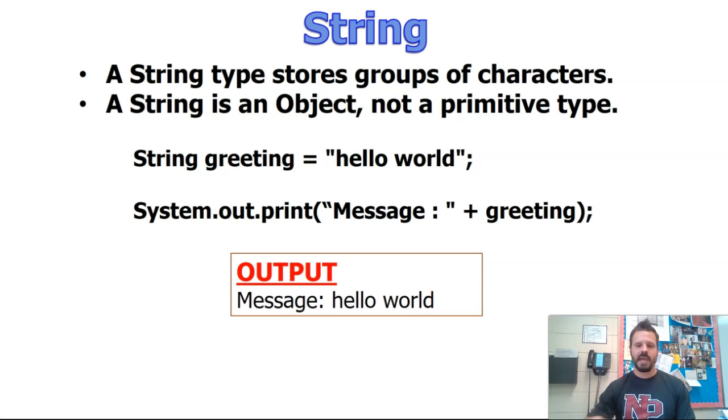But I can make a string just like I make an int or a double. I'll say String for the type, and notice this is capitalized again because strings are objects, not primitives. I'm going to call my string greeting, and we're going to assign it to hello world. And then if I print that, just like we saw a minute ago with combining strings and variables, if I print the string message plus my greeting, I'll get message, the string literal, concatenated with the greeting, which was hello world. That's what it'd print out here.